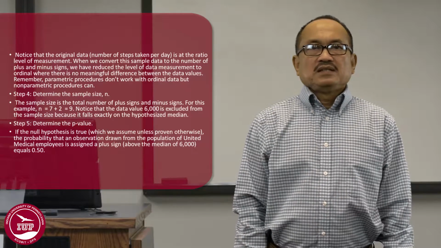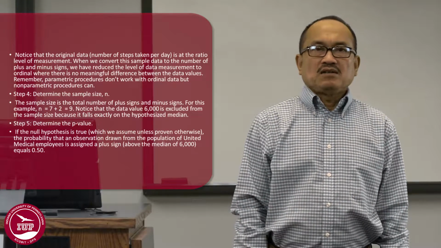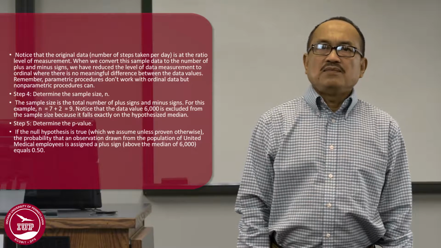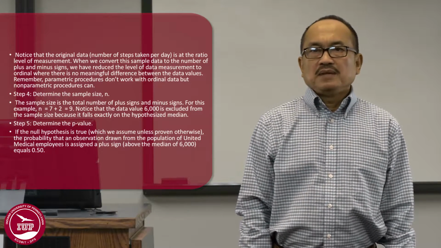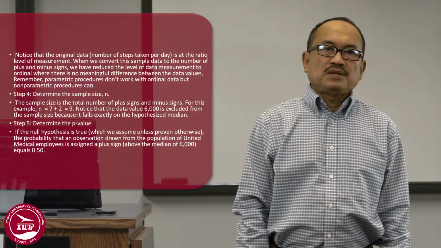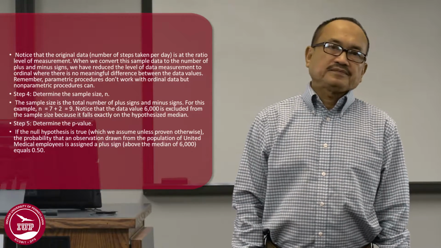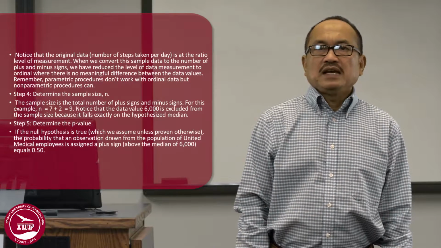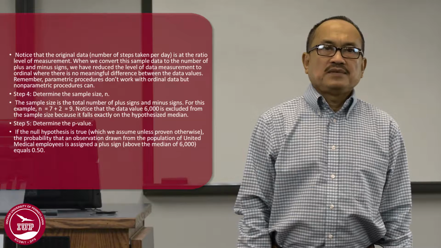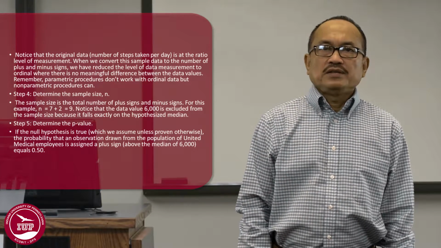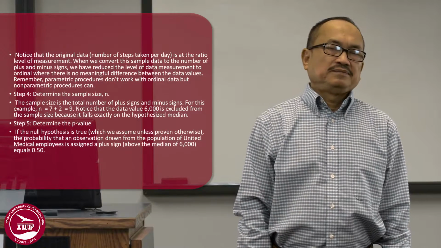Step 4. Determine the sample size, or n. The sample size is the total number of plus signs and minus signs. For this example, n is equal to 7 plus 2, which equals 9. Notice that the data value 6,000 is excluded from the sample size because it falls exactly on the hypothesized median.